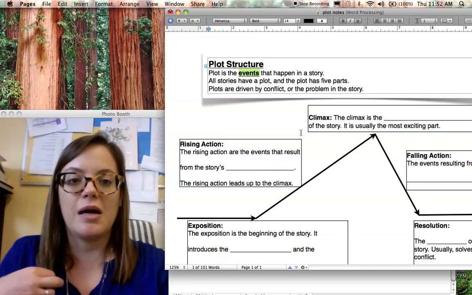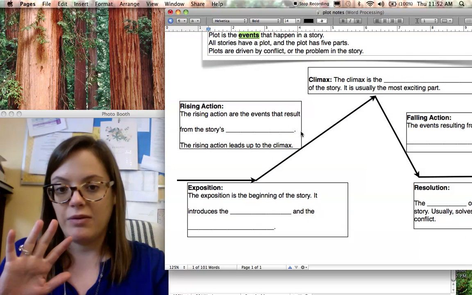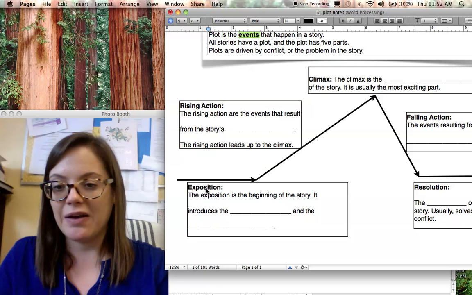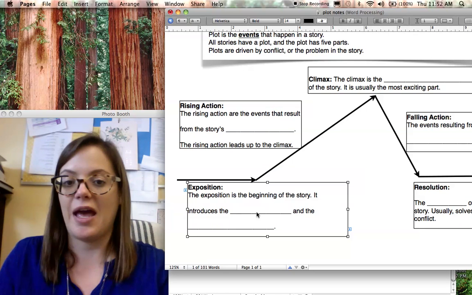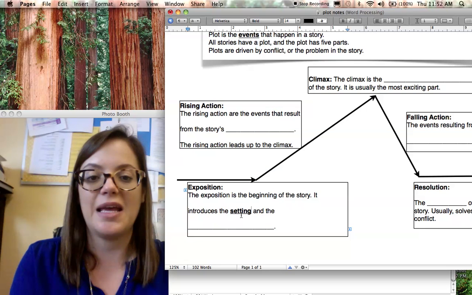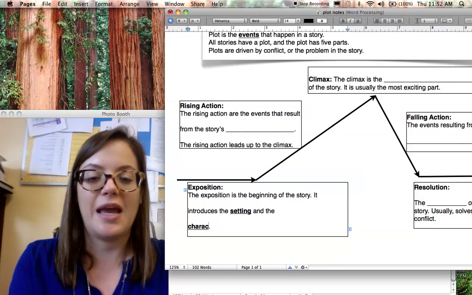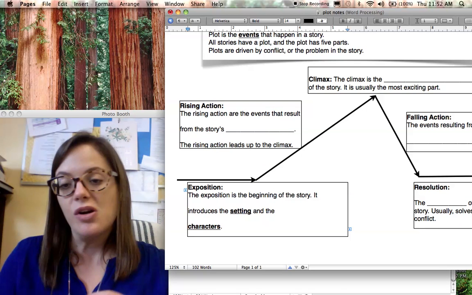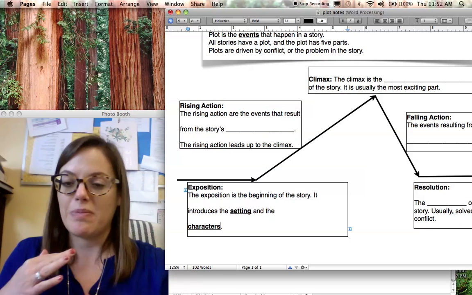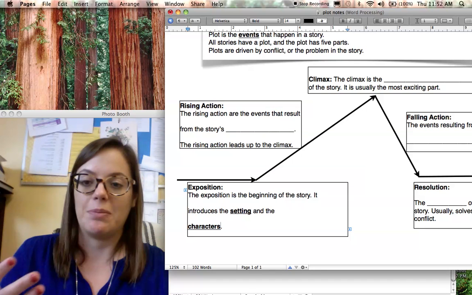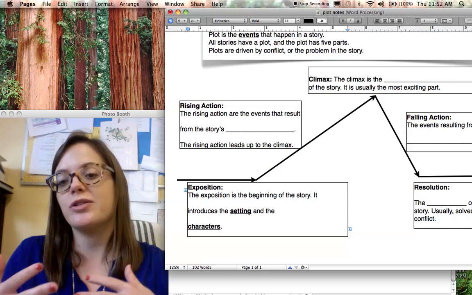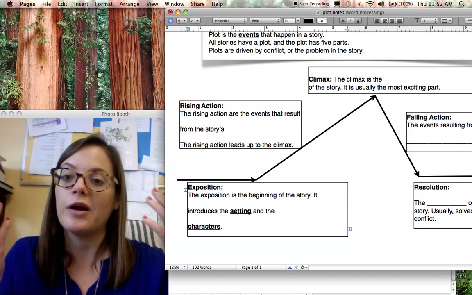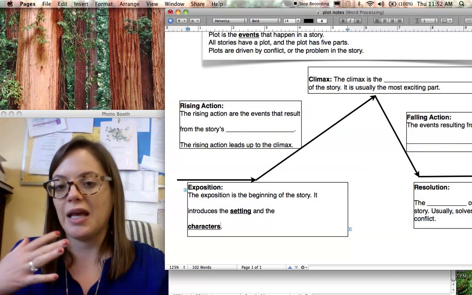All right, so let's talk about the 5 parts of plot. You've probably seen this before, hopefully. So the very beginning of our story is called the exposition, okay? And this is when we introduce the setting and the characters. So fill in those 2 blanks for me, setting and characters. Usually, if you're reading a short story, it might be the first paragraph. If you're reading a novel, it might be the first couple chapters. This is when we introduce our main character, maybe her best friend or the love interest or the family, and where we are. So exposition, setting, and characters.